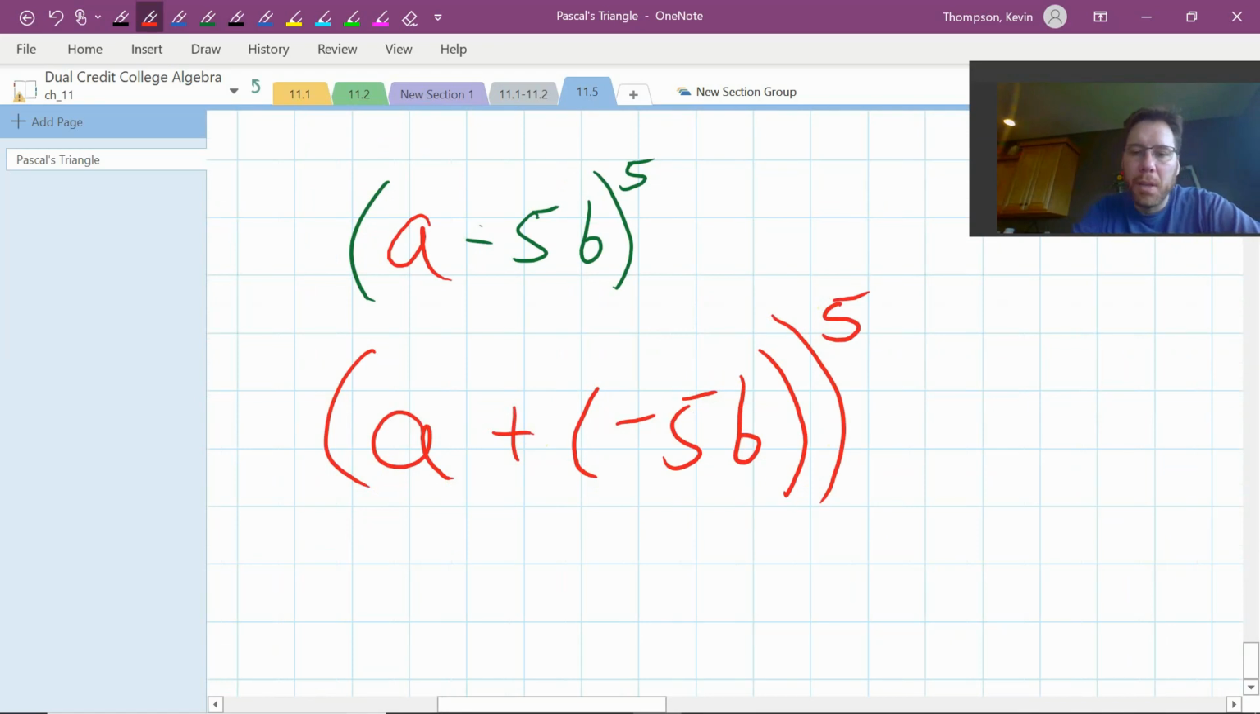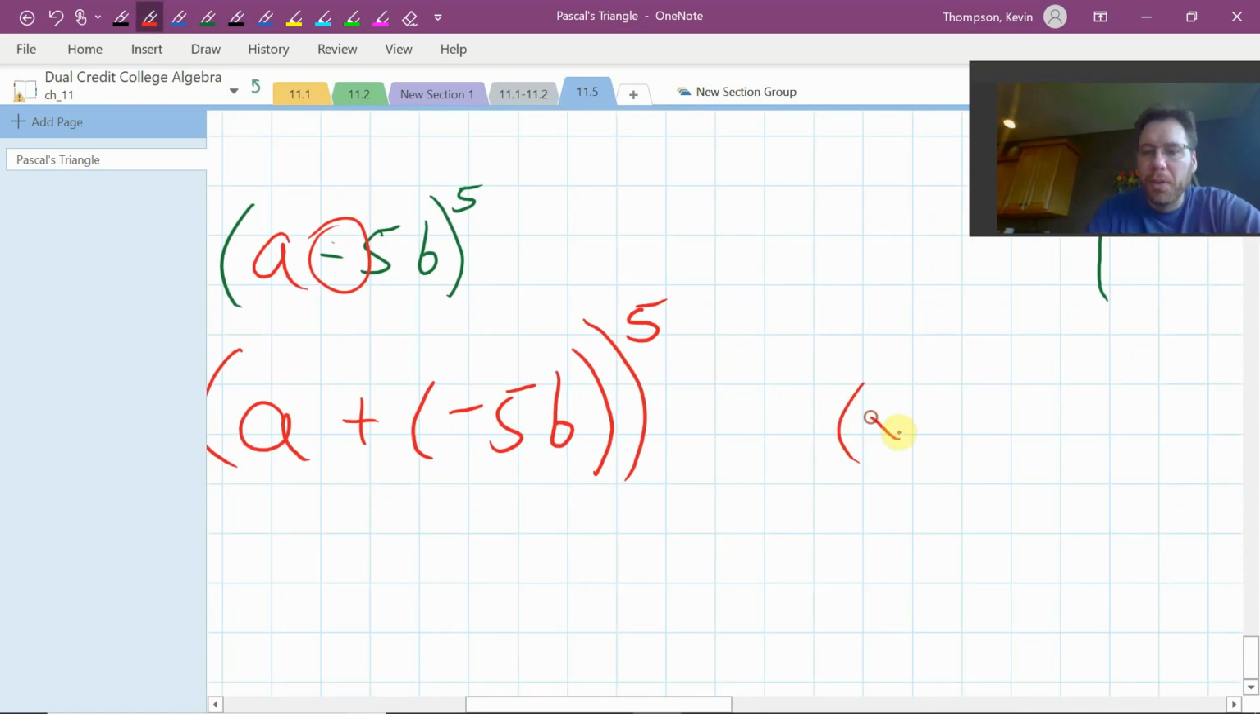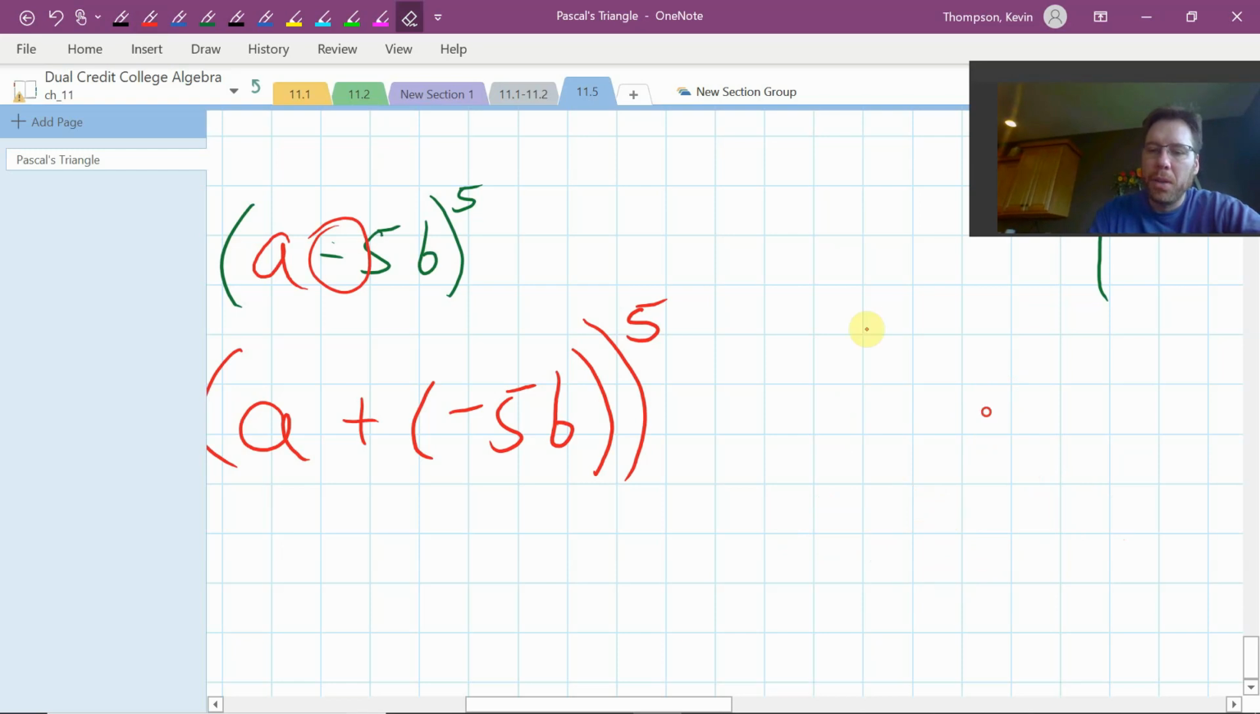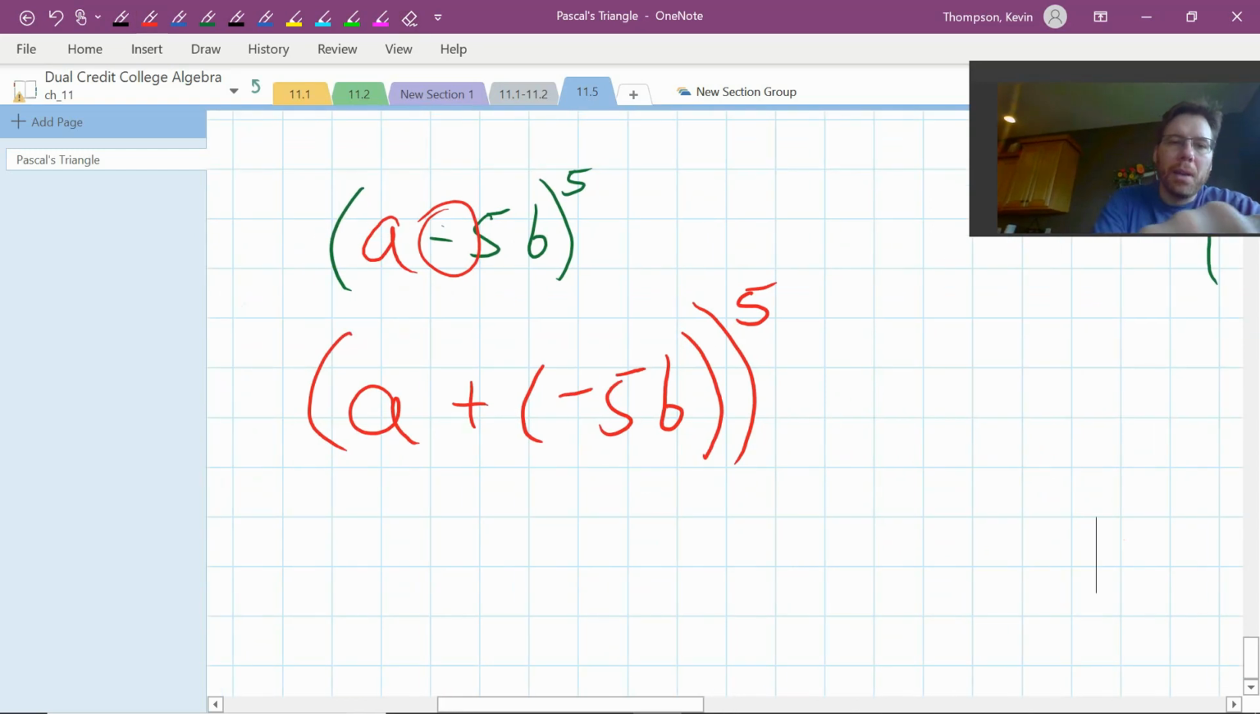Now, here's why. Like that minus, what should be happening is it's going to make your signs alternate, and you know this. At least you've seen it. Like if I would say x minus y squared, then I get an x squared, a minus 2xy, and a plus y squared. It's a positive, negative, positive pattern. And so we're just going to make it a plus to make it kind of fit better, and we'll see why it has to then alternate.